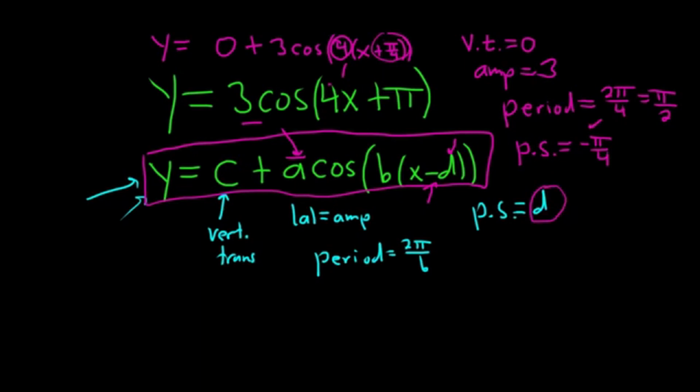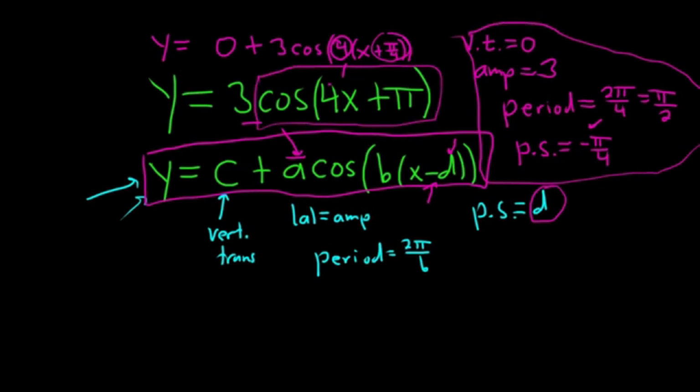And last but not least is the range. So to find the range, always start with the range of cosine. So cosine by itself has a range between negative 1 and 1. So the y value is between negative 1 and 1. But then when you multiply it by 3, it's going to change from negative 3 to 3. So the range here would be negative 3 to 3.